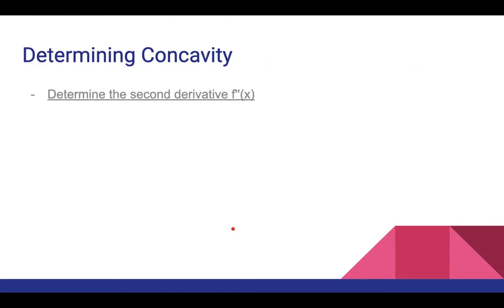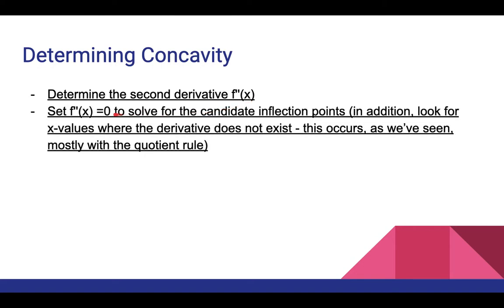In order to determine concavity, we apply a test that's similar to the first derivative test, except now we rely on the second derivative. What we're going to do here is determine the second derivative of our function f. We're going to set the second derivative equal to 0 to solve for the candidate inflection points. We call these candidate inflection points because they may or may not be inflection points based on whether or not the sign of the second derivative changes at the specific point.